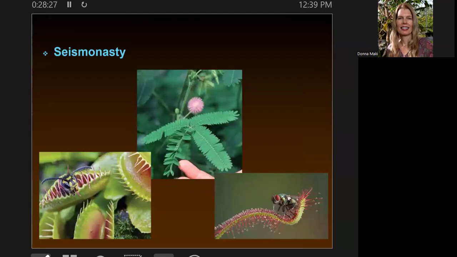Seismonasty. What does a seismograph measure? You don't really have this issue around here, but California does. What is a seismograph? Earthquakes. Yeah. So if you can think about that, so nastic is movement. It's another way to say movement. So it's a response to mechanical disturbance.